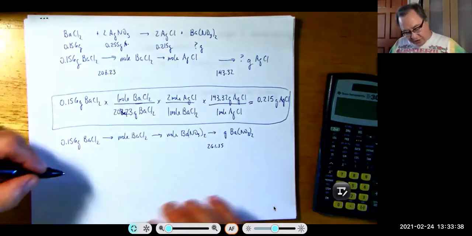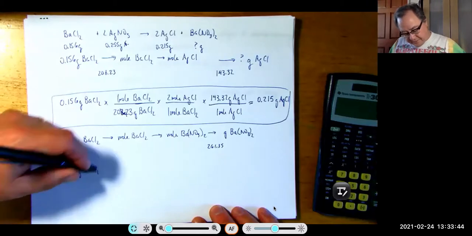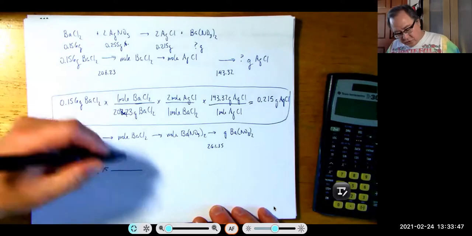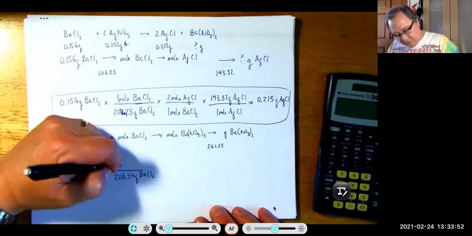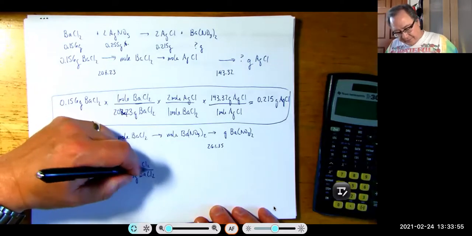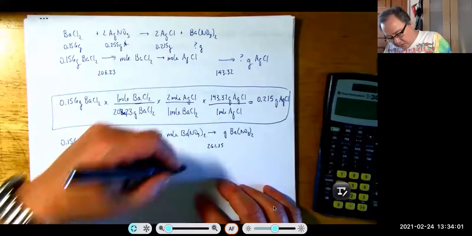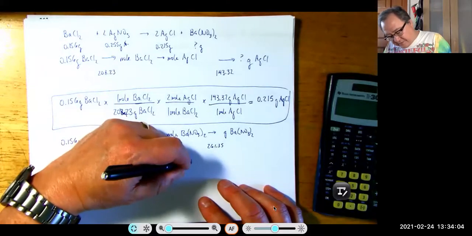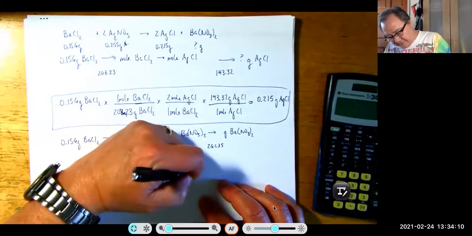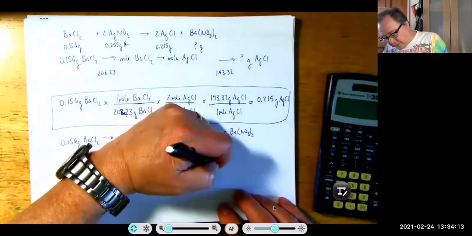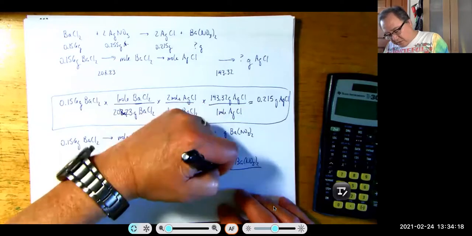Okay, so we would start off with 0.156 grams of barium chloride times 208.23 grams of barium chloride per 1 mole of barium chloride times 2 mole of silver. Oh, we're doing it for barium nitrate. 1 mole of barium nitrate to 1 mole of barium chloride, and then 261.35 grams of barium nitrate to 1 mole of barium nitrate.